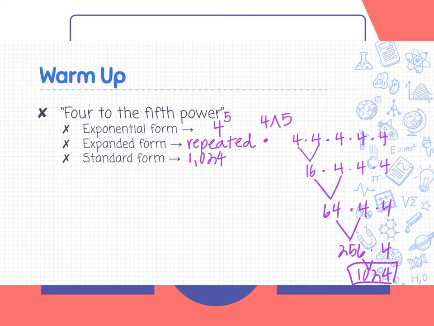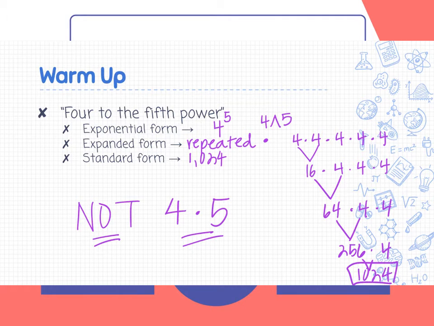So remember, it is repeated multiplication. It is not just multiplying the two numbers that you see. Not 4 times 5. So please make sure you've added that to your assignment notebook. So you know if I say exponential form, that's the form with the exponent. Expanded form, that's this right here where you write out the numbers you're actually multiplying times themselves. And then standard form is like the answer.